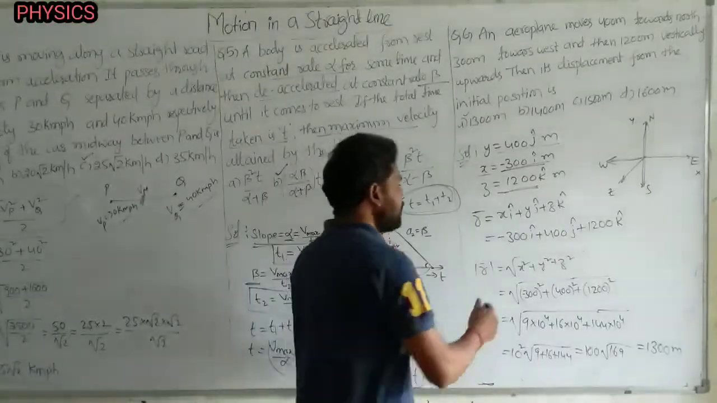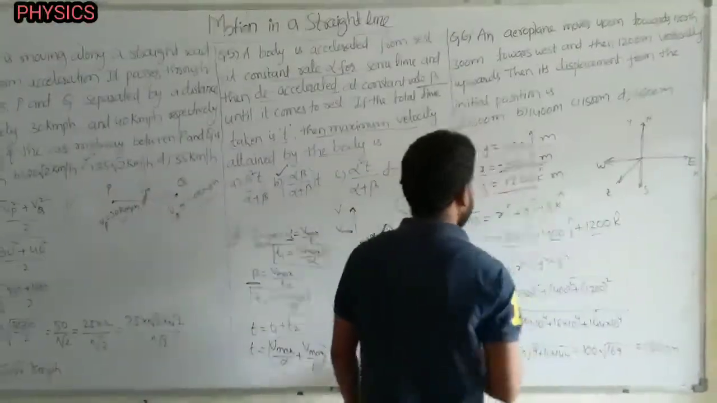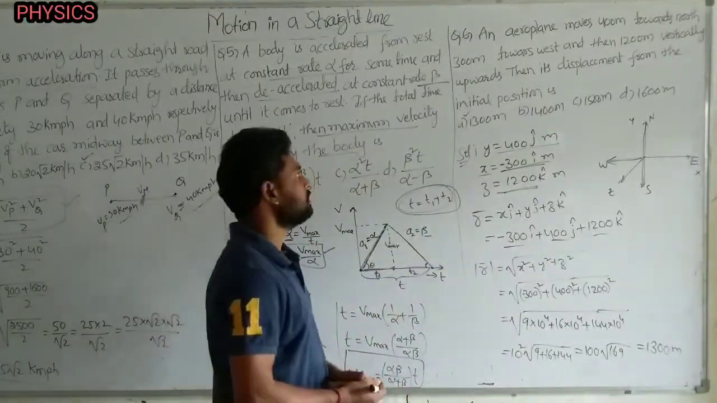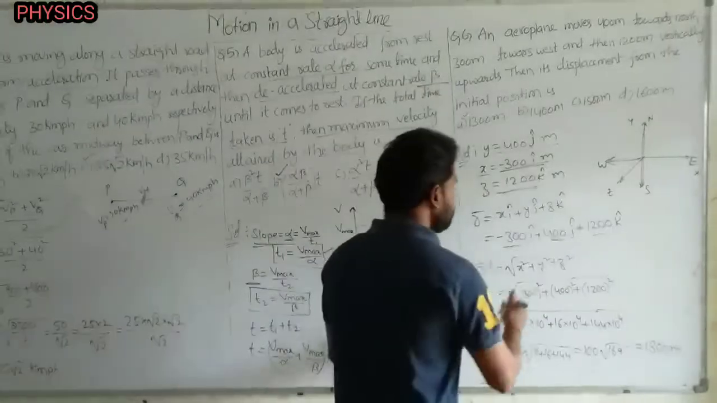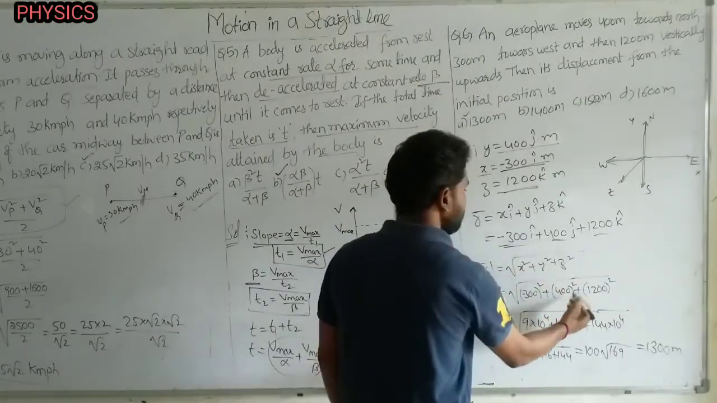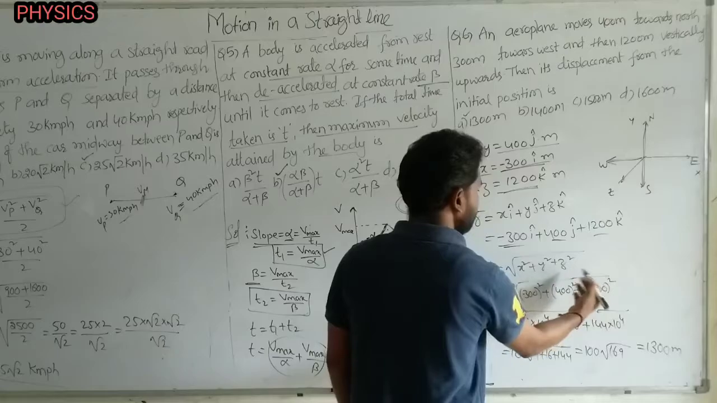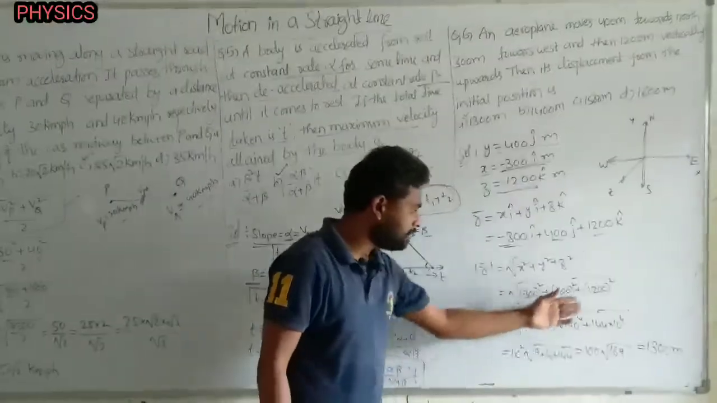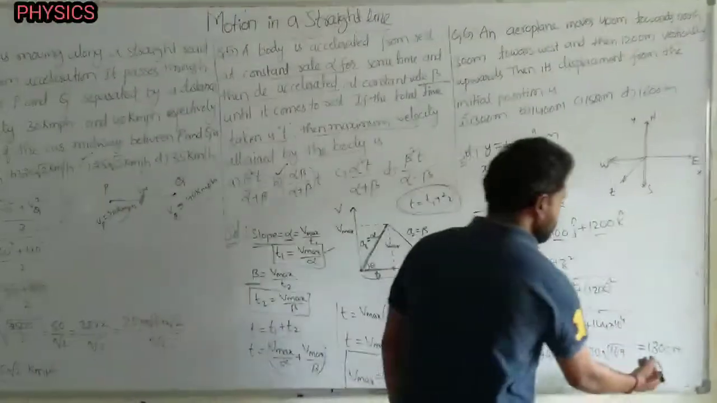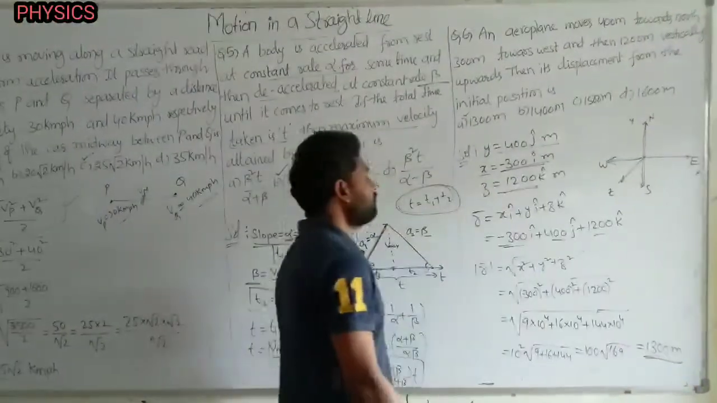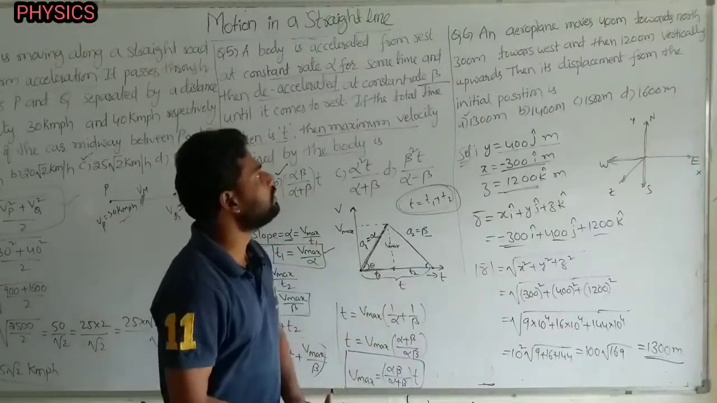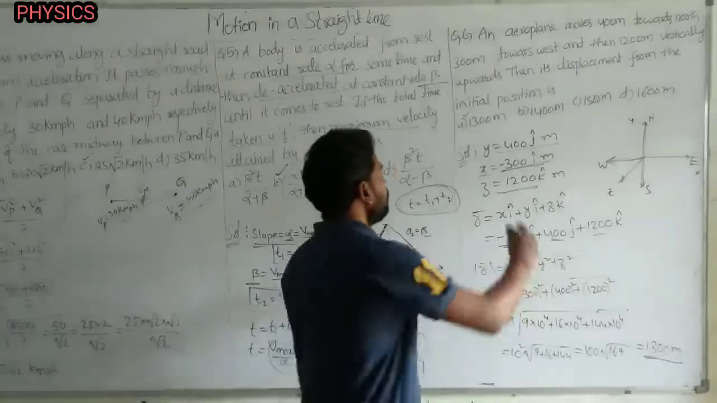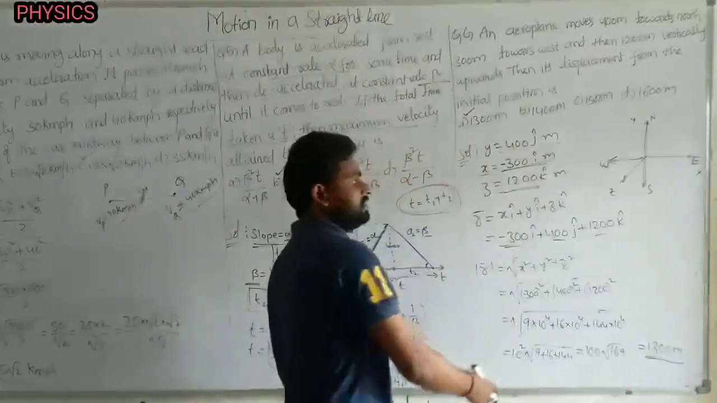We already know the x, y and z values, so substitute them here. The magnitude equals the square root of x square plus y square plus z square. So x square is minus 300 whole square, plus y square is 400 square, plus z is 1200 whole square. Substituting the x, y, z values and simplifying, we get the answer as 300 meter. So the displacement from the initial position is 300 meter. If they give this type of question, solve it in this way.